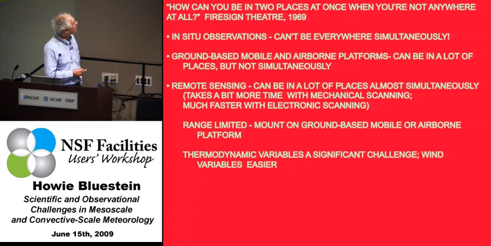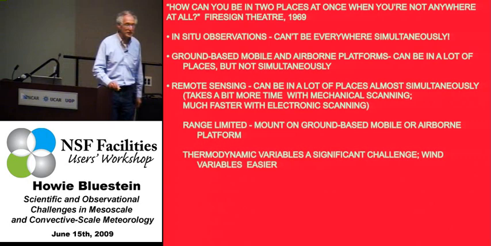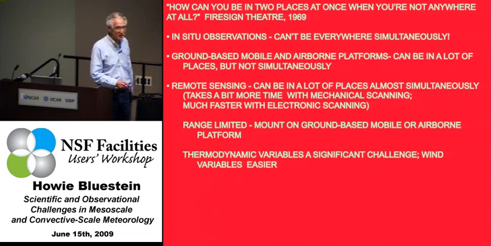Thermodynamic variables are a significant challenge. The wind variables are easier. So remote sensing of the wind is something that's relatively easy, and we do it with Doppler radar. But remote sensing of thermodynamic variables, that is a key challenge.